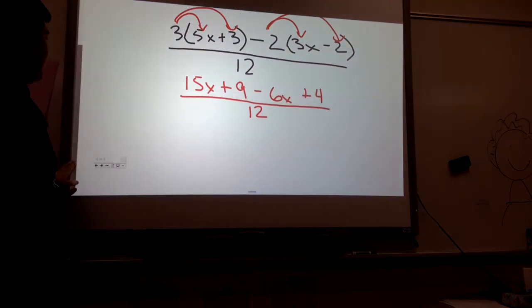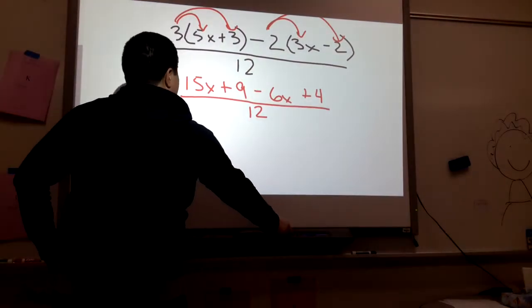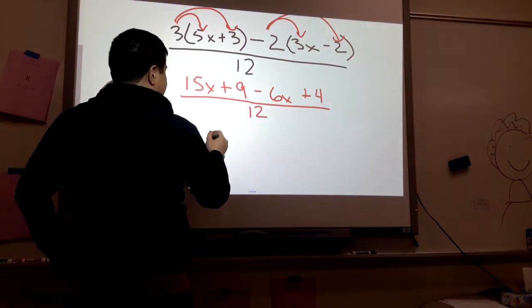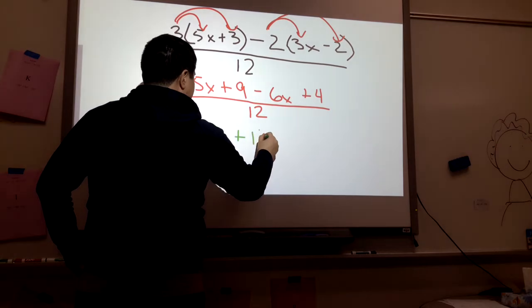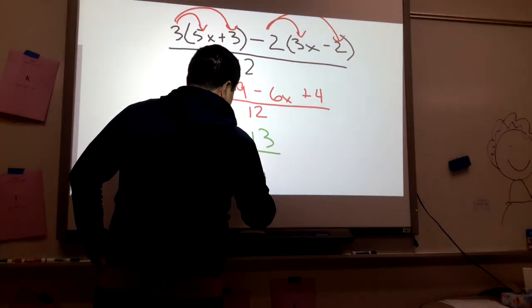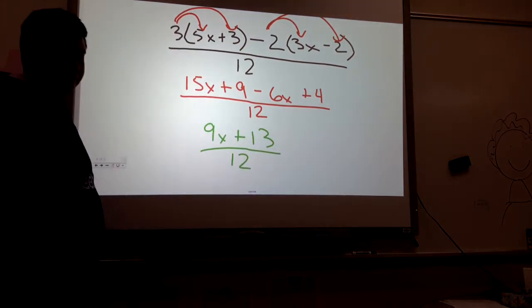After that, we combine like terms inside the numerator. 15x minus 6x is 9x. 9 plus 4 is 13, all over 12. Okay.